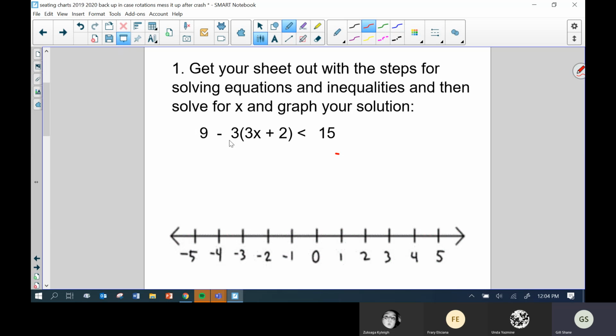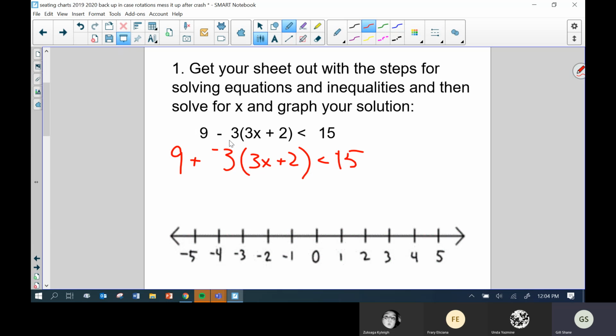How are you going to change it? Well, I'm about to show you. So here's what I'm going to do moving forward. I would rewrite this problem, and I would say, well, this is really 9 plus negative 3 times 3x plus 2 is less than 15. So if I don't write a sign on a number, it means it's positive. Every number is either positive or negative. But I don't need to write positive on a number for you to know it's positive. You assume a number is positive unless you see a negative sign on it.